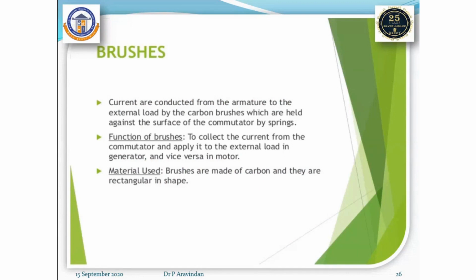So brushes have two materials. One is copper, another one is carbon. Depending upon the requirement, you can go for carbon or copper. But for the neutralization of the armature reaction, we should replace the copper brush with a high resistance carbon brush, in such a way that you are able to reduce the voltage commutation. Whether we use a carbon brush or copper brush depends upon the requirement, the voltage rating, and the commutation process. We have to select either copper or carbon. The functions of brushes are to collect the current from the commutator and supply it to the external load in the generator, and vice versa in the motor.